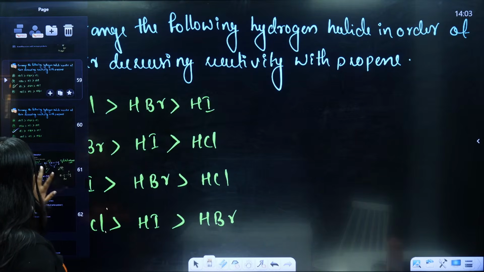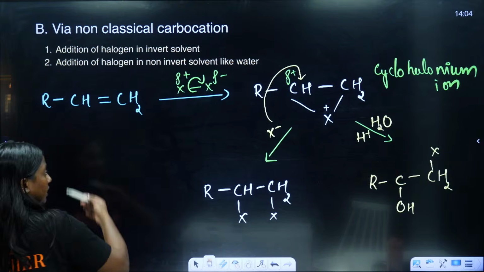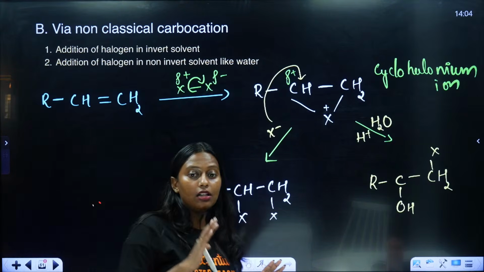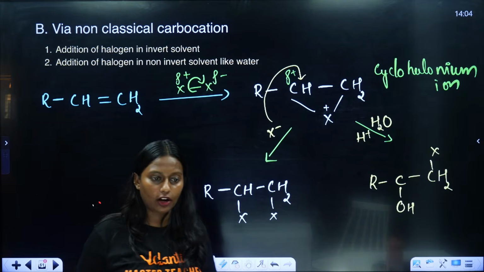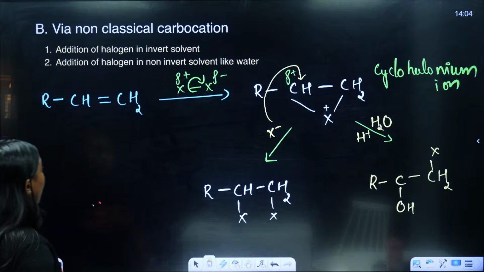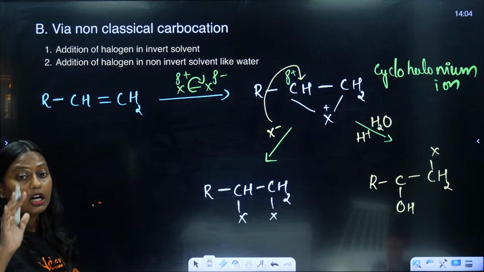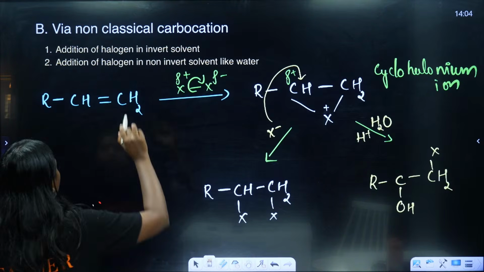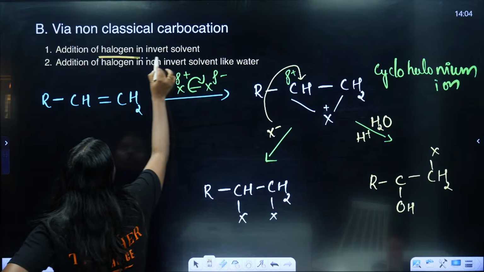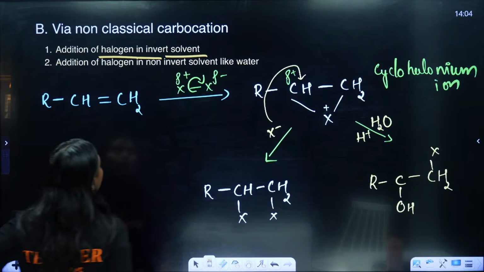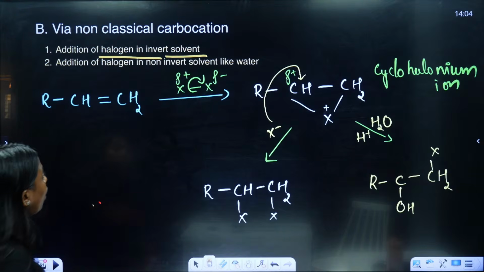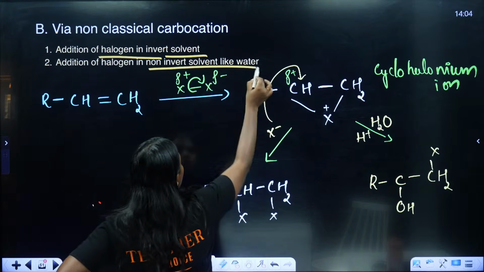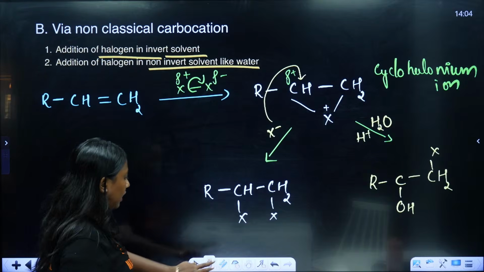Next, we discussed classical carbocation. Now we are going to discuss non-classical carbocation. Here there are also two different types of reaction: addition of hydrogen halide in inert solvent, and addition of halogen in non-inert solvent. We can discuss that in detail.